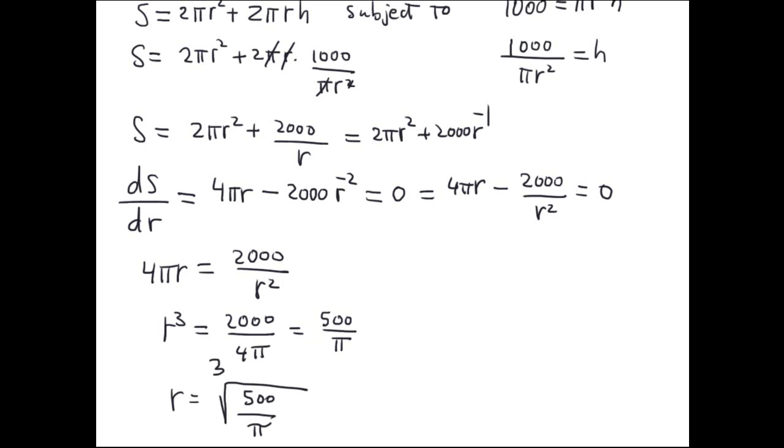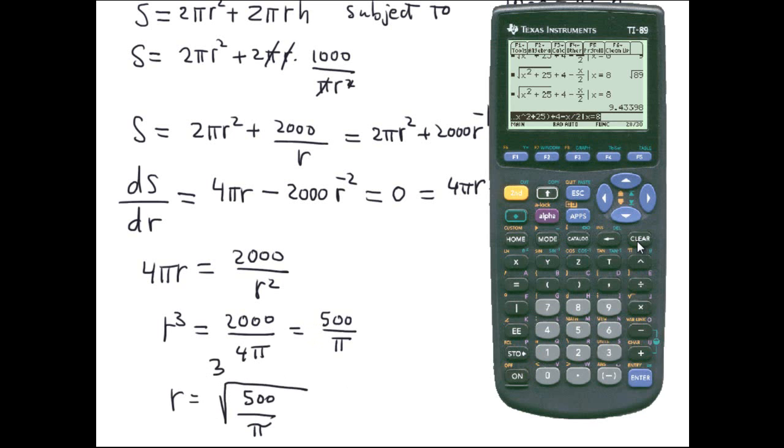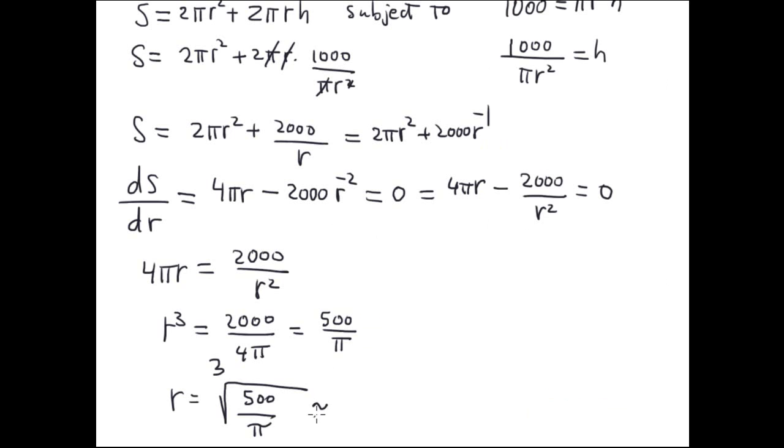I put it in a calculator. This calculator has no cubic root, so I'm using the power of 1/3. It's parentheses 500 divided by pi, close the parentheses, power 1/3. Okay, press approximation: 5.42. Approximately 5.42 centimeters. That's the radius of the cylinder.